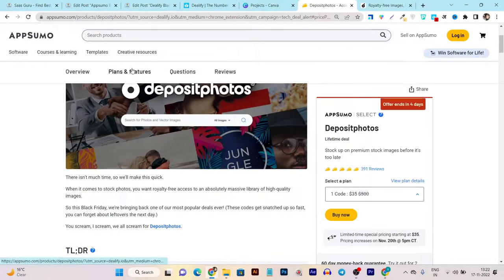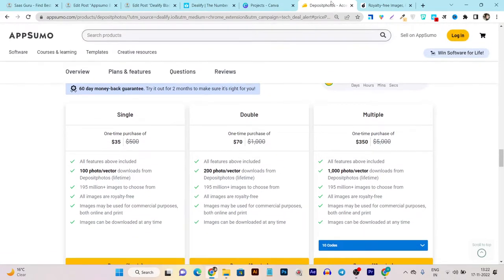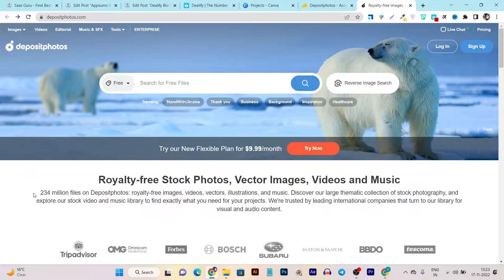And if I go down to the price and features section, you can see all the features included. You are going to get everything that I am going to show here: all the stock images, vectors, illustrations, videos, music, sound effects. There's also a free section available, but it is very limited, just a fraction with a few search limits. DepositPhotos has 234 million files. Okay, 234 million, and in the free section you are not going to get even under 1 million.